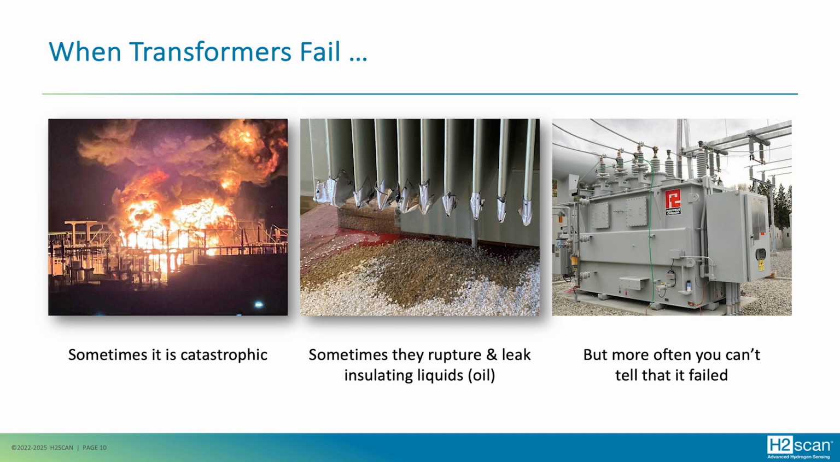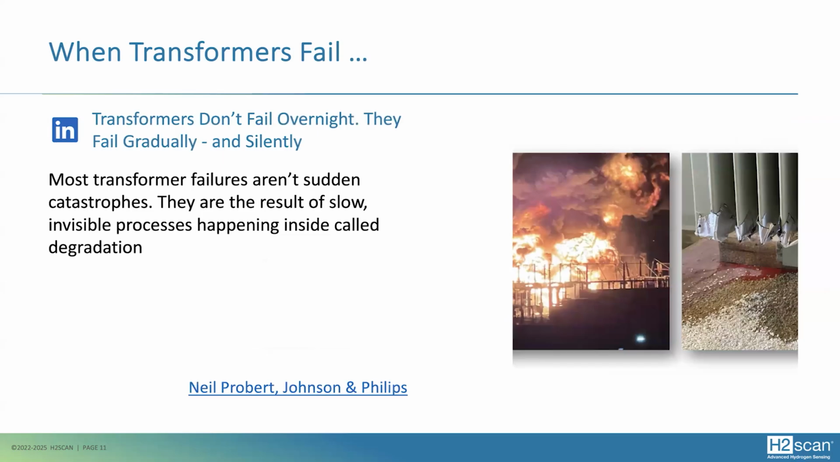They are not always as catastrophic. They are not always as spectacular. And in fact, another article I found, I was reading it, and I was so drawn by how well Neil Probert, I don't really know him, I hope I pronounced his name well, how well he put it. He just said, transformers don't fail overnight. They fail gradually, and they fail silently. And most transformer failures just aren't sudden. They're the result of a very slow, and more importantly, invisible process inside the main tank that we call degradation. So when transformers fail, again, specific to this, they fail slowly, they fail silently.